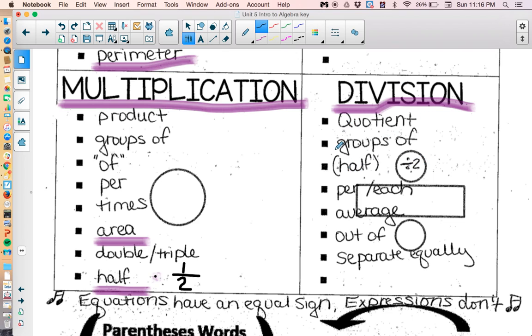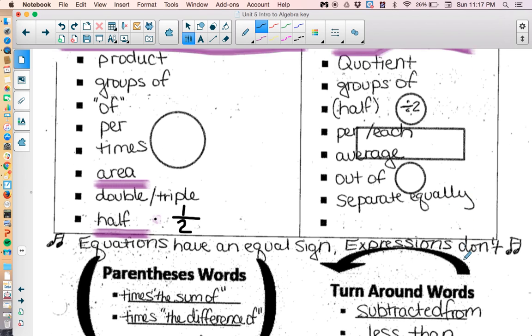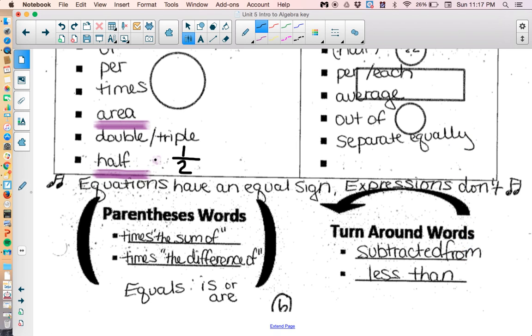So here we have quotient, groups of. If you take half by dividing by 2, per or each is sometimes divide and sometimes multiply. Average is also divide. Out of means divide. And separate equally. I'd also like you to write down this little song that I love to sing.